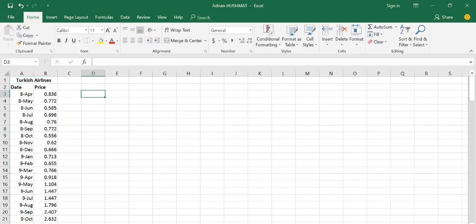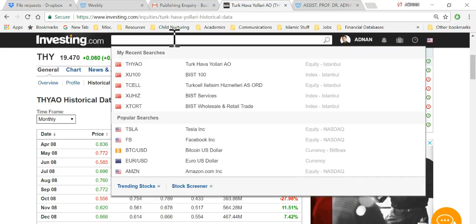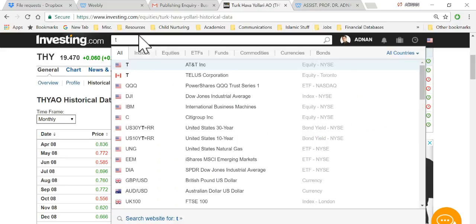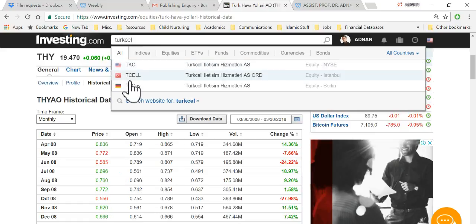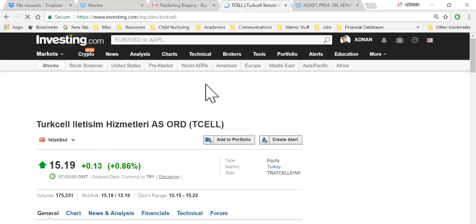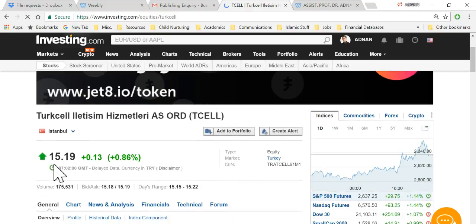So now let's download another stock price data. I'm going again to this website. So I write here. You can write any stock name that you want to download the data for. Turkcell, for example, another stock. This stock is listed in 3 different markets: in the New York Stock Exchange, NYSE, in Borsa Istanbul, and in Berlin, in Germany. So we're going to use this one, the central one, the Turkish data. This is the price of this stock, 15.19 Turkish liras.